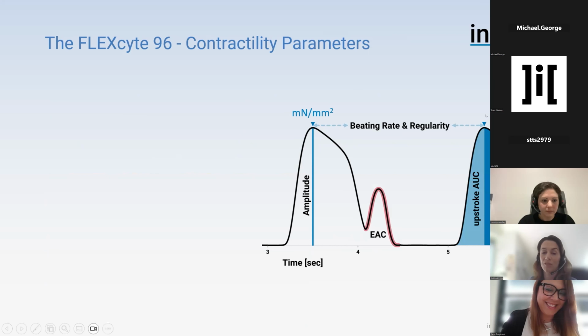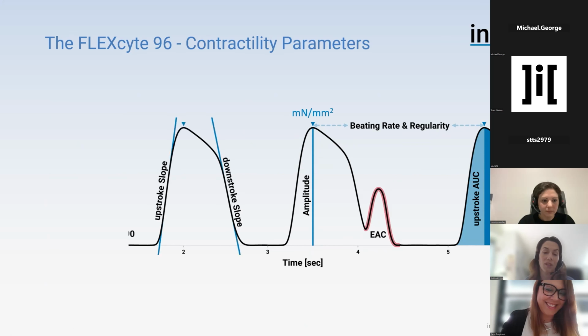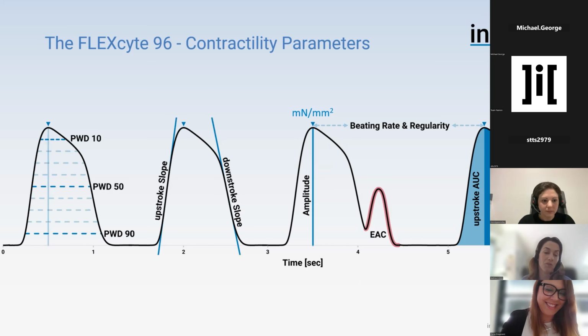We can check the beat rate as well as the regularity or the irregularities, like the early after contractions that you can see here highlighted in red. So this is basically like a downstream physiological effect of an early after depolarization that will happen. And then we also look at the slopes, upstroke and downstroke wise, as well as the duration of the contraction, of course. And then here you can have any kind of peak width duration you want. So in total, we're able to really dissect the contraction into its bits and pieces with the amount of parameters we can measure.